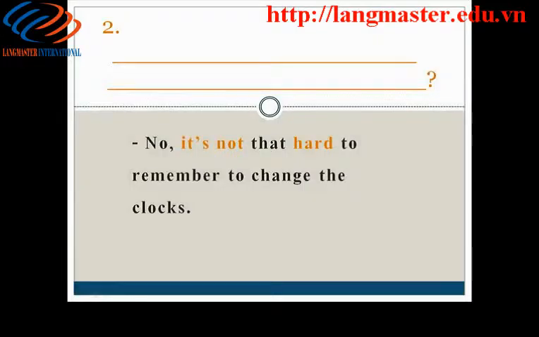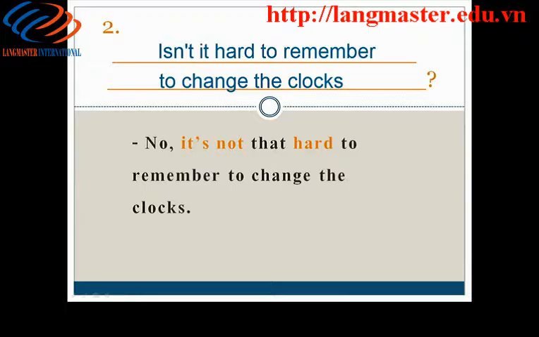2. Again, use the answer and those words in orange in particular to help you form the question. The question: Isn't it hard to remember to change the clocks?